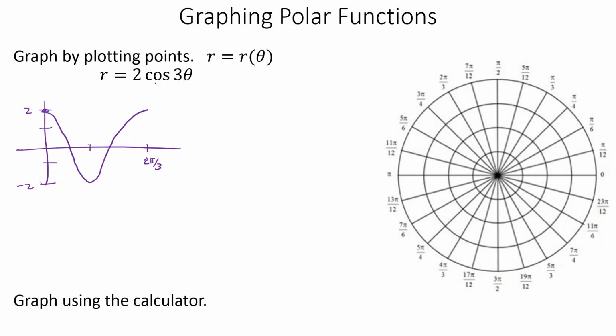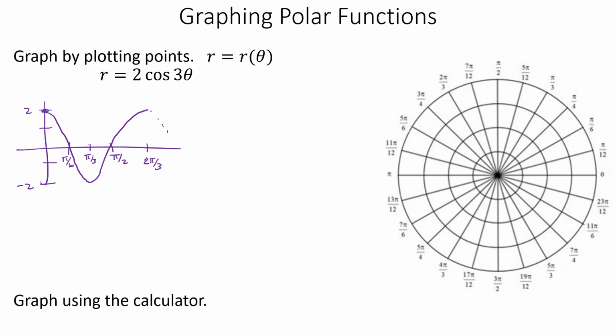And this would be at pi, but we've got a 3 in there, so this would be pi divided by 3. And this would be pi over 2 divided by 3, which is pi over 6. And this would be 3 pi over 2 divided by 3, so this would just be pi over 2. All right, and then it would continue following this same pattern.